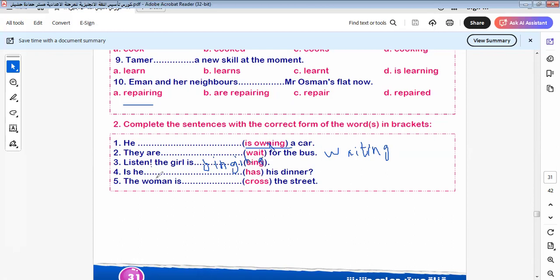Is he having? So I return the verb to the stem form. It will be here having. I replace has by having. The woman here is crossing the street. Is crossing the street. Okay, it's crossing the street.